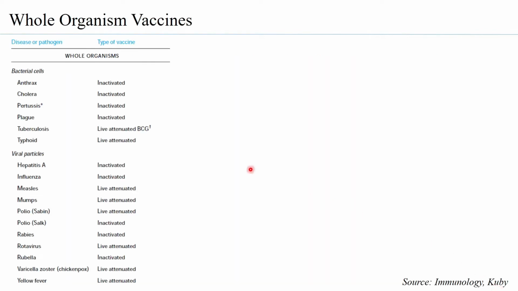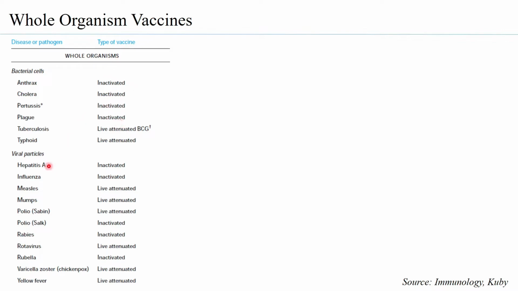So let's begin with a table. This table has been taken from the text of immunology by Kuby. And you can see over here very well that for several bacterial cells, be it anthrax, cholera, pertussis, plague, hepatitis A, influenza, polio, the Salk variants of polio, rabies, all of them are inactivated whole organisms.